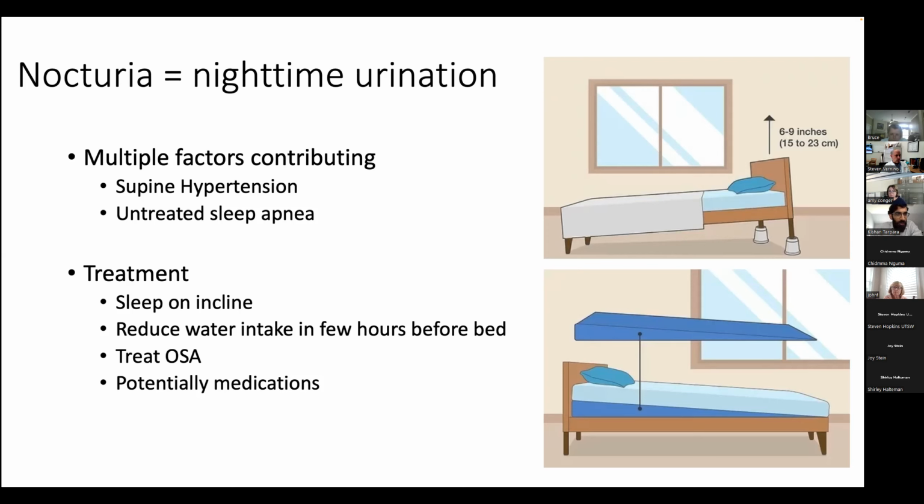Other things you can do to reduce the nighttime urination: reduce the amount of water you're drinking immediately before bed, or in the few hours before bedtime. Try to front load your water starting when you wake up in the morning, and then gradually less and less as you get closer to bedtime. I mentioned the connection with untreated obstructive sleep apnea and how that can contribute to nighttime urination. So if you have sleep apnea, it would also be a benefit to treat it. And then there are potentially medications that could be helpful for this problem as well.